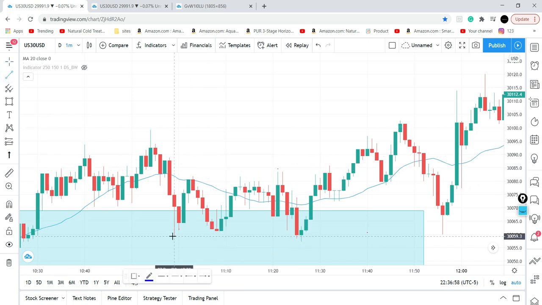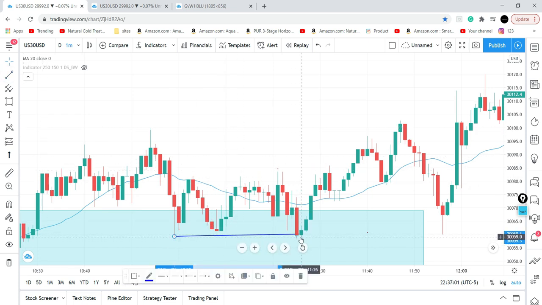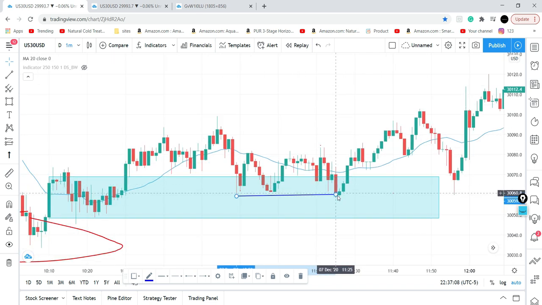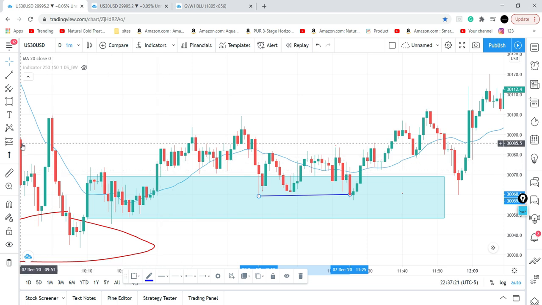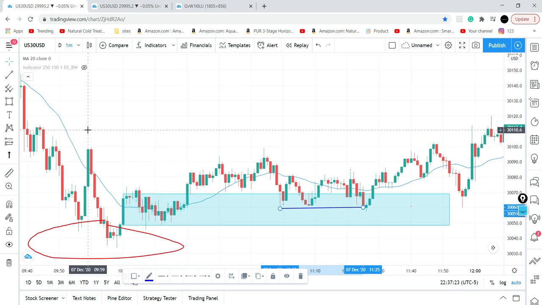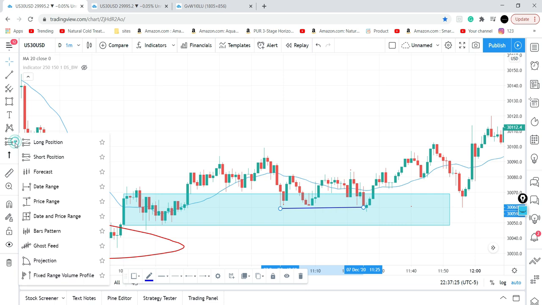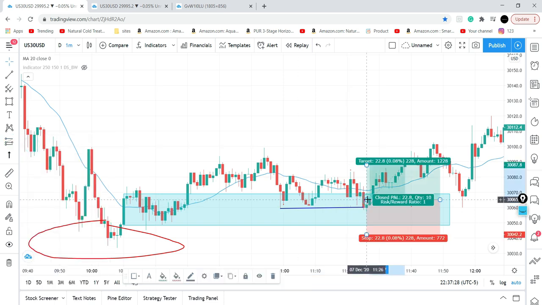If you notice right here, we actually made a new low, but sellers couldn't push the market down, and next thing you know, we have buyers coming back in. So that right there, that was a sign for me to get in the market. So I got in right there, and my target was right here. So let me show you guys. Let me go put that long position.